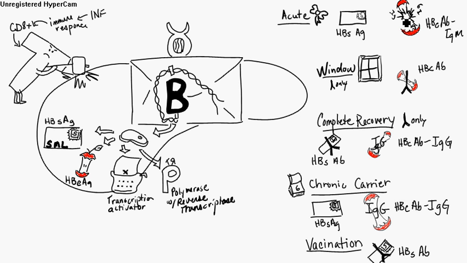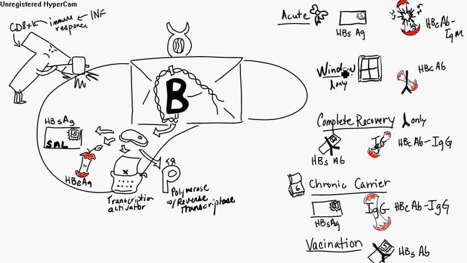You also have an HBc antibody, which is an IgM. So you get the IgM complex here, and that shows an acute infection. Basically, the surface antibody has not been made yet, so this is an acute infection.